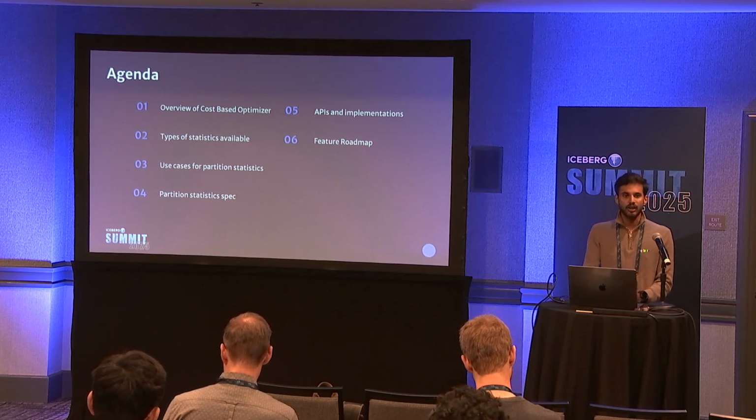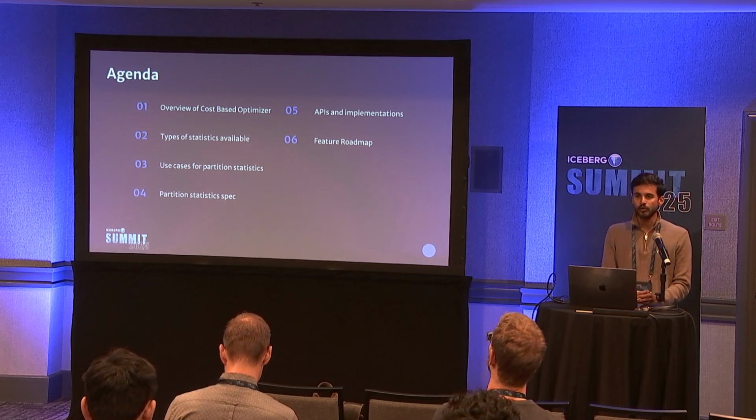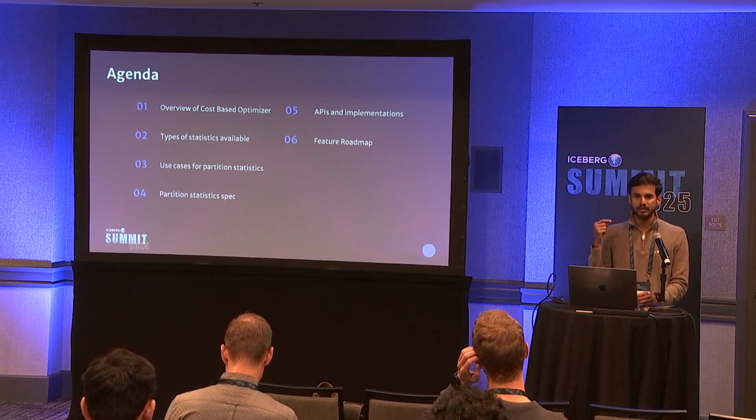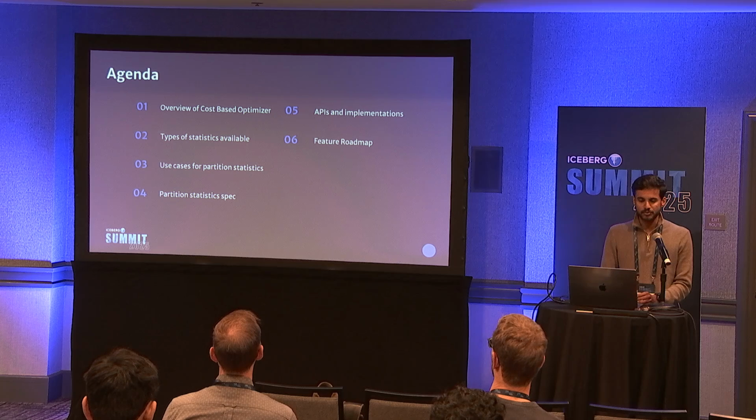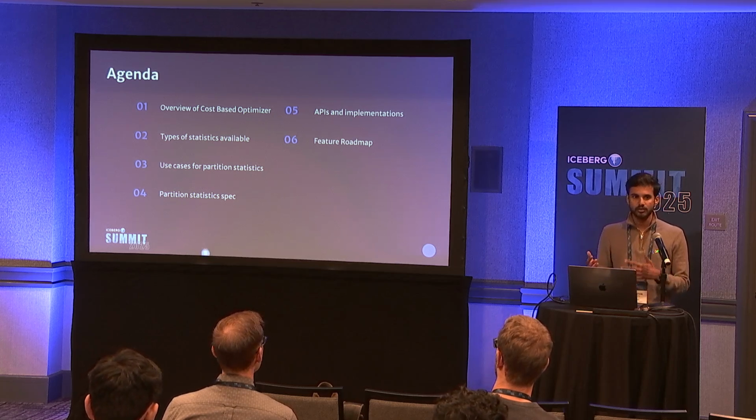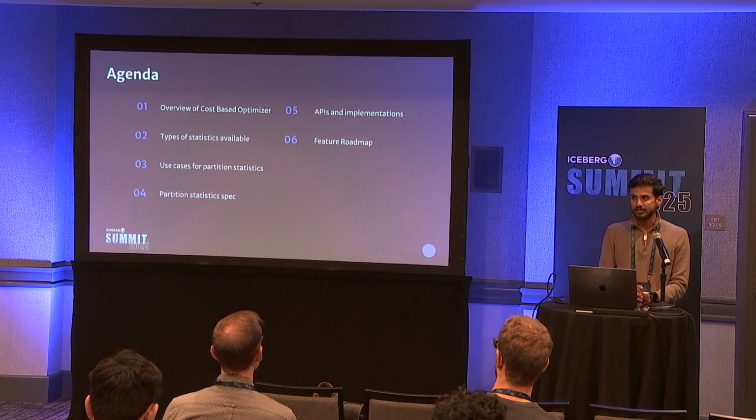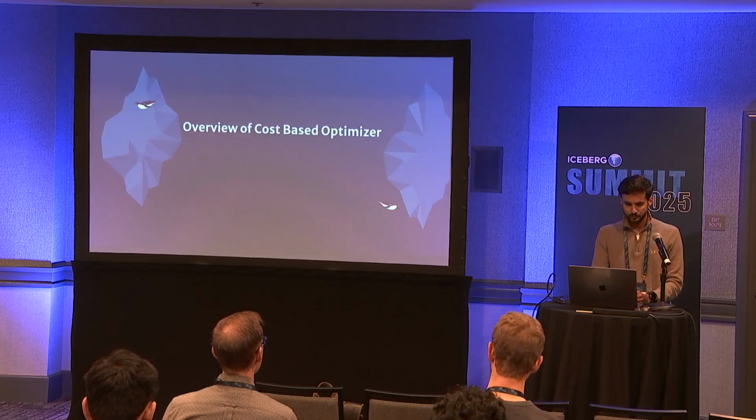So the agenda of the talk is, first we're going to see an overview of a cost-based optimizer, because the statistics are used with a cost-based optimizer. And we're going to see types of statistics available in Apache Iceberg. Then we're going to see use cases, where it is used, who is looking forward to use this feature, and the partition statistics spec, which is present in Iceberg already, and how the engines can use this API and implementation, and what is in the future roadmap for this feature.